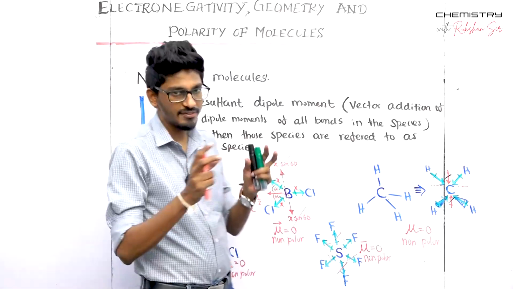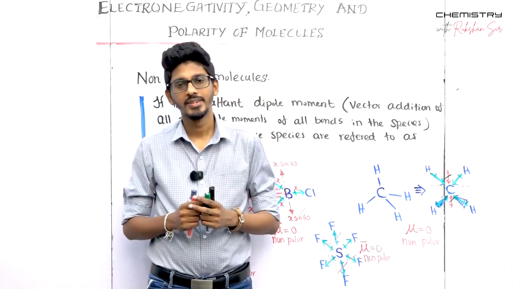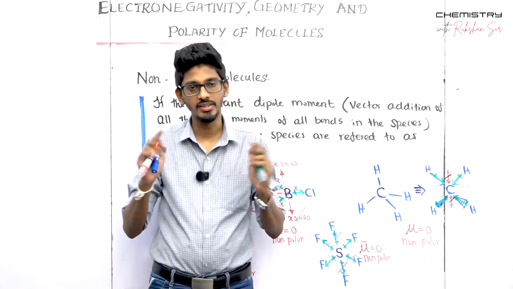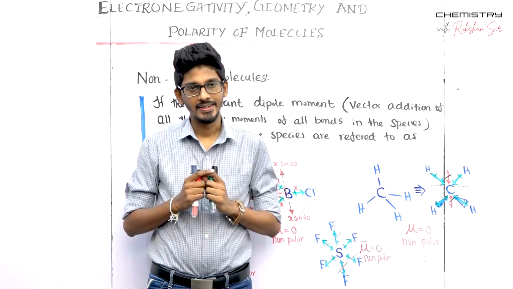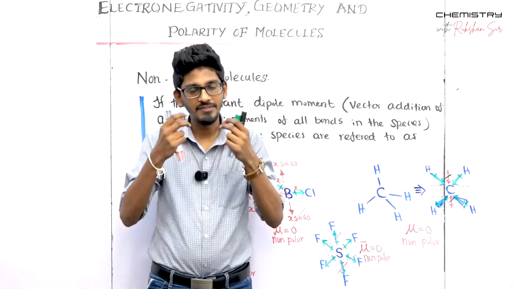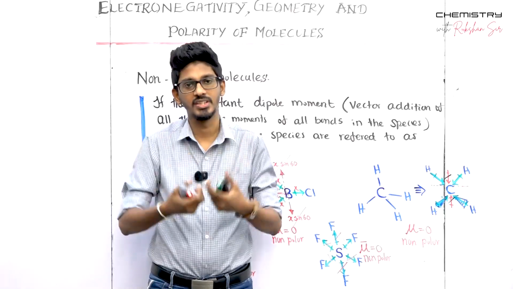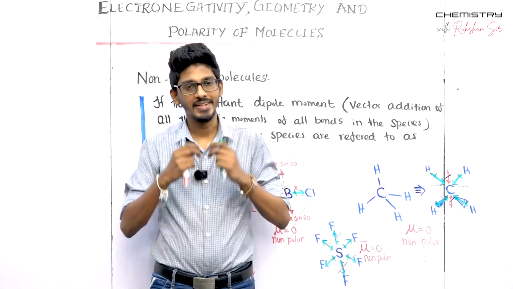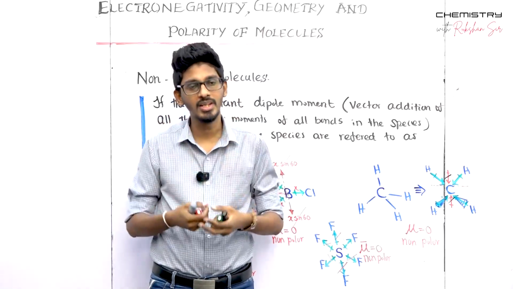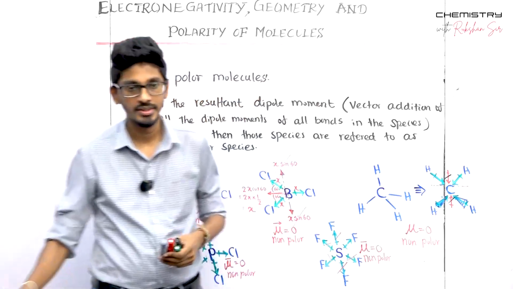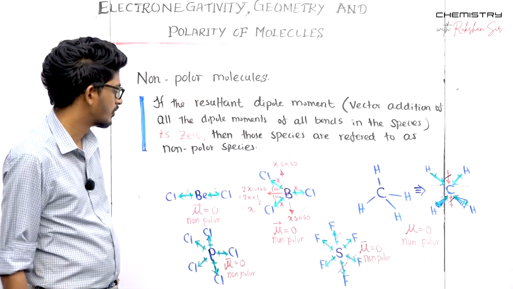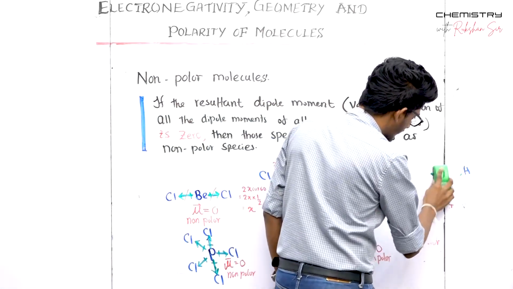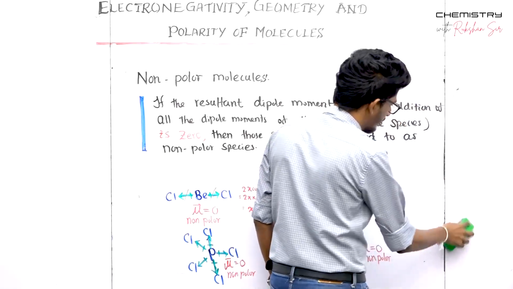Even not being a perfect shape, you can still be non-polar. What I have said, all the perfect shapes are non-polar, that is okay. But even if you are not carrying a perfect shape, you can still be non-polar. See, how come? I'll give you another example. Another example: a non-polar molecule without a perfect shape.